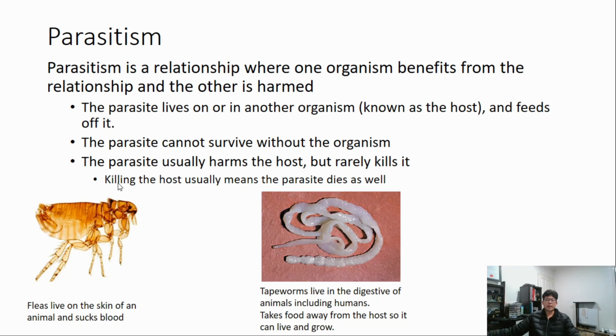Alright, so the first example I have on the left are fleas. This one's pretty common, it's common in pets as well. And fleas live on the skin of an animal and they suck blood. Another one is a tapeworm. Tapeworms live in the digestive system of animals, including humans, and they ultimately take food away from the host so it can live and grow.